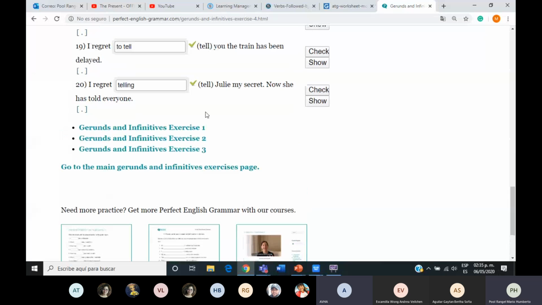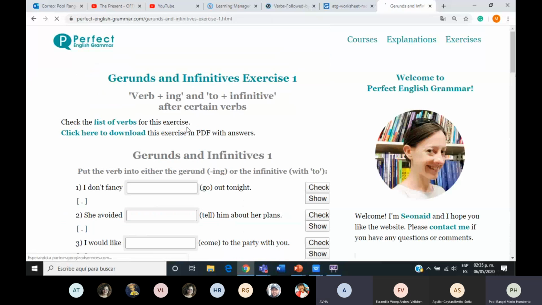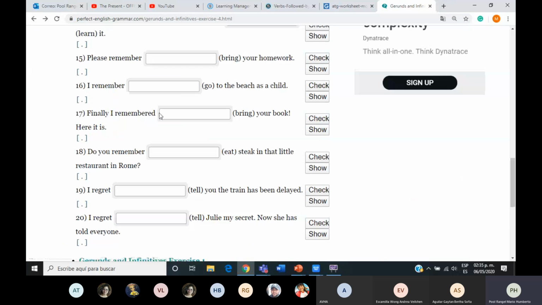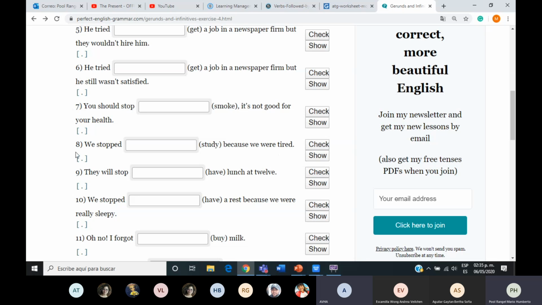Estos de acá, el 4 era el que era específicamente para remember, regret y eso. Como quiera voy a buscar más. I'm going to look for more exercises with regret, stop, remember, and try, so we can practice a little bit more. All right?